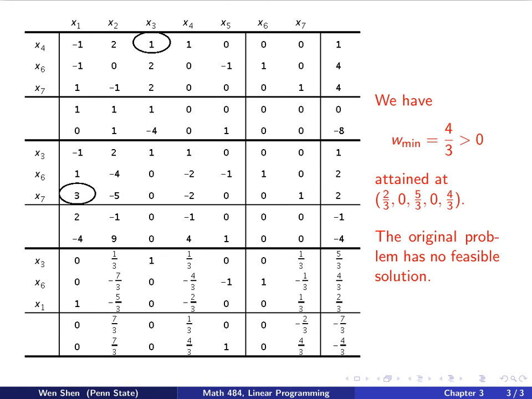So what does it mean, the minimum of W is strictly bigger than 0? Well, we talked about it, right? Only when this minimum equals 0, then the original problem has feasible solutions. If this is strictly bigger than 0, then the original problem has no feasible solutions. Then you can terminate here. You don't need to go to stage 2. You stop, and the problem has no solution.